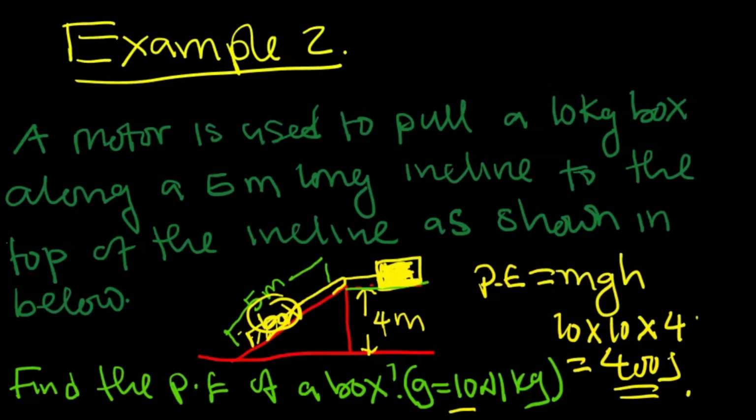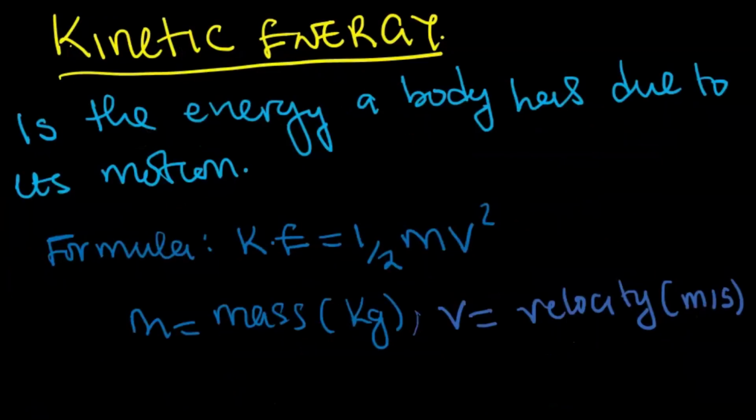Another type of mechanical energy is kinetic energy. So what is kinetic energy? Kinetic energy is the energy possessed by a body due to its motion. So the body is moving. Remember, under potential energy we said it's the energy possessed by the body that is not moving, or not in motion. But here, kinetic energy is the energy possessed by the body in motion.